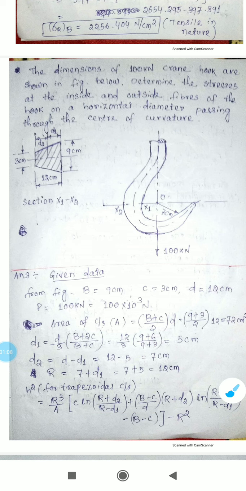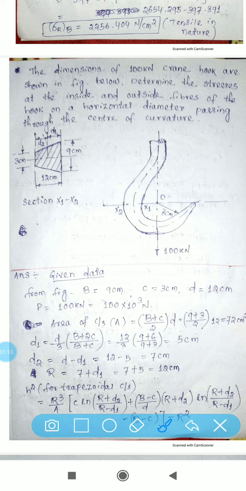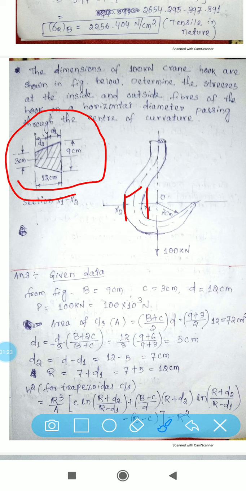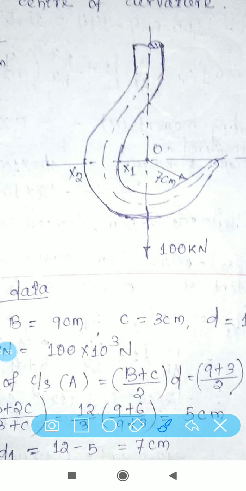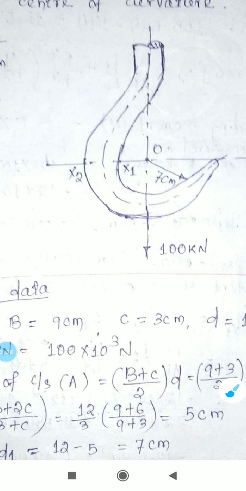In this problem, a trapezoidal cross section is given. So this is a trapezoidal cross section. All the dimensions are given. So sections x1 and x2. Here a trapezoidal cross section is situated. This is your inner fiber and this is your outer fiber.